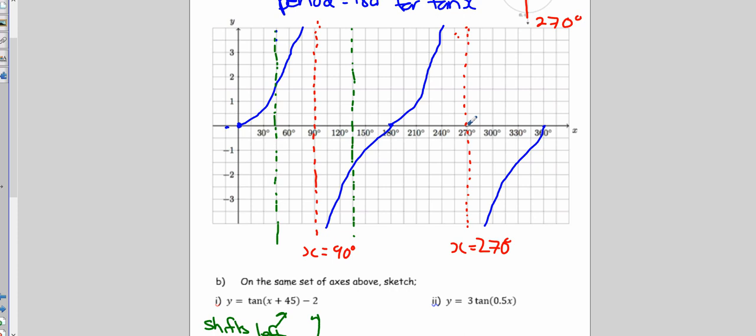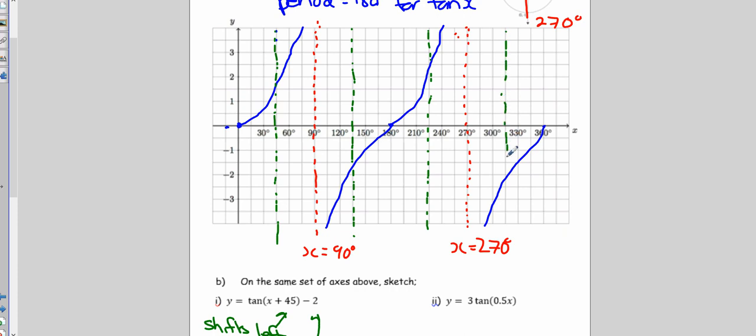And then this one's going to shift back 45 degrees. So that's going to be about here, isn't it? And so that's it, 45. So 1, 2, 3, 4, 5, 6. Is that 6? Yep, there's going to be another asymptote here.